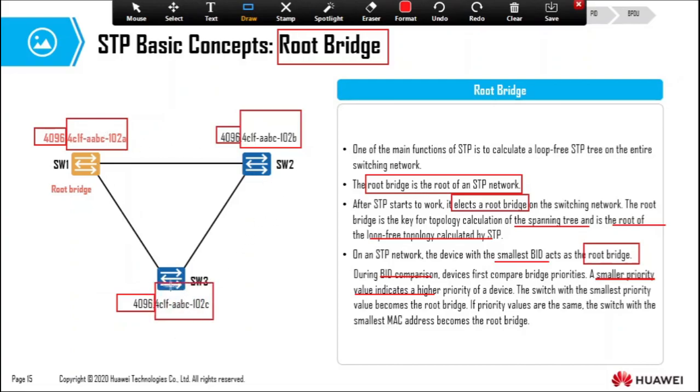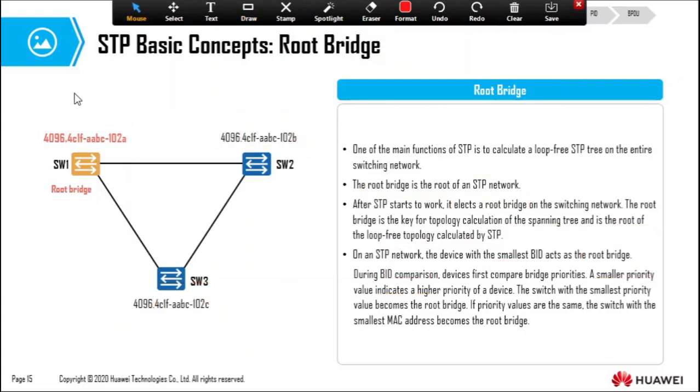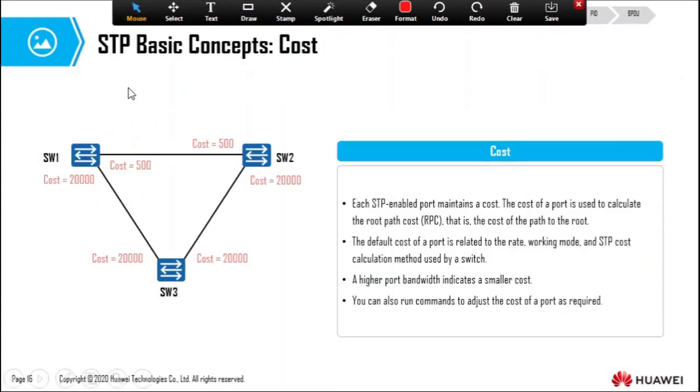As you can see, all these MAC addresses are the same other than the last digit. So this one is A, this one is B, this one is C. The other parts are just the same. So because this one is the smallest, switch 1 here will be elected as the root bridge. Are we together? So don't forget that election rule. Okay. The other important concept in STP.